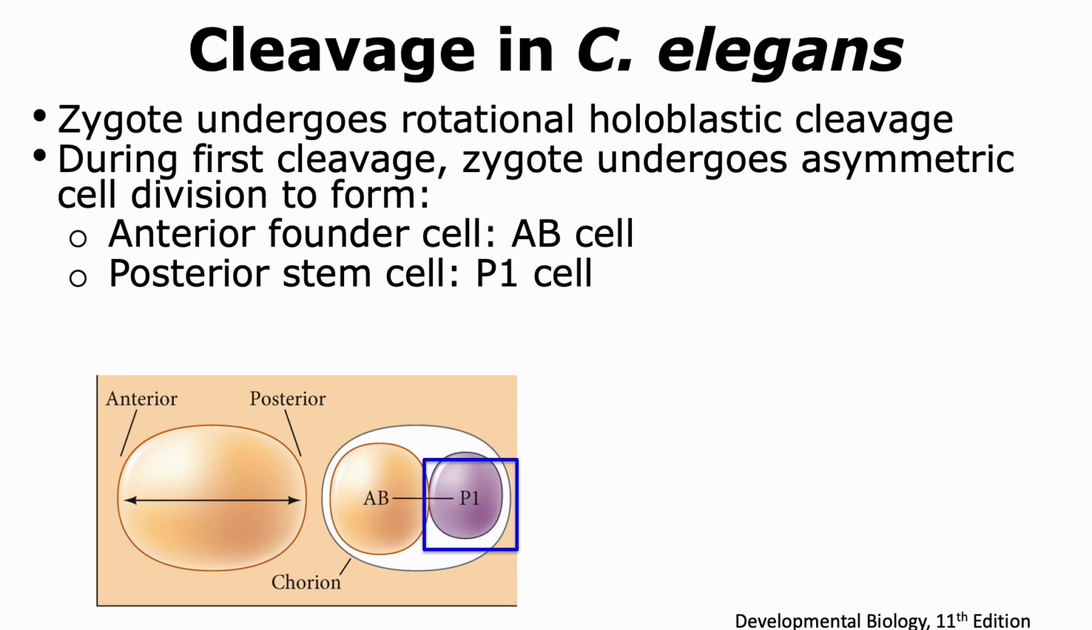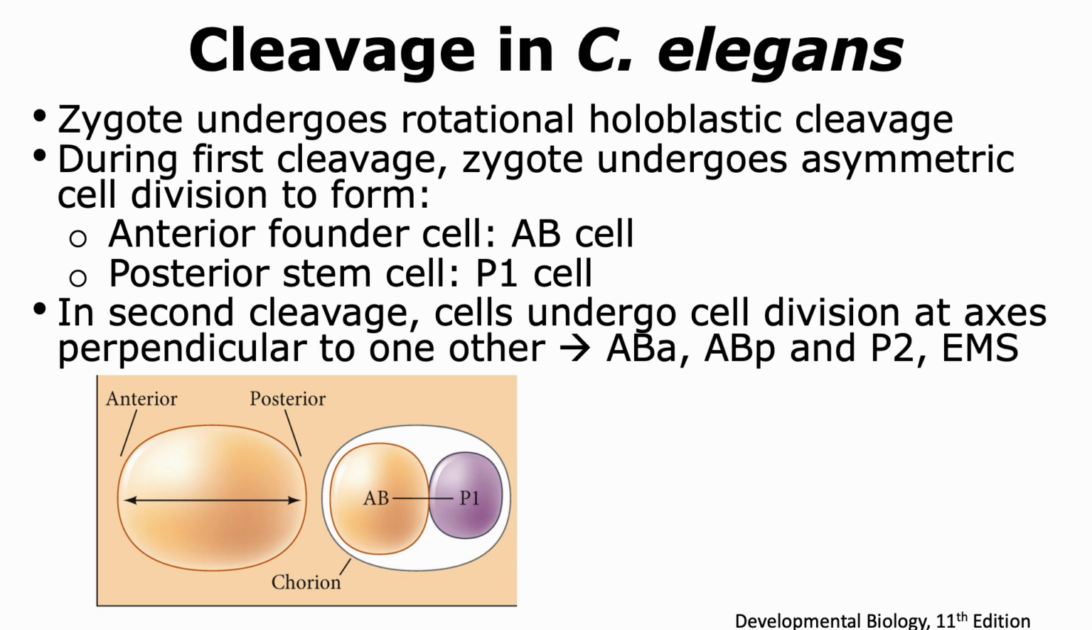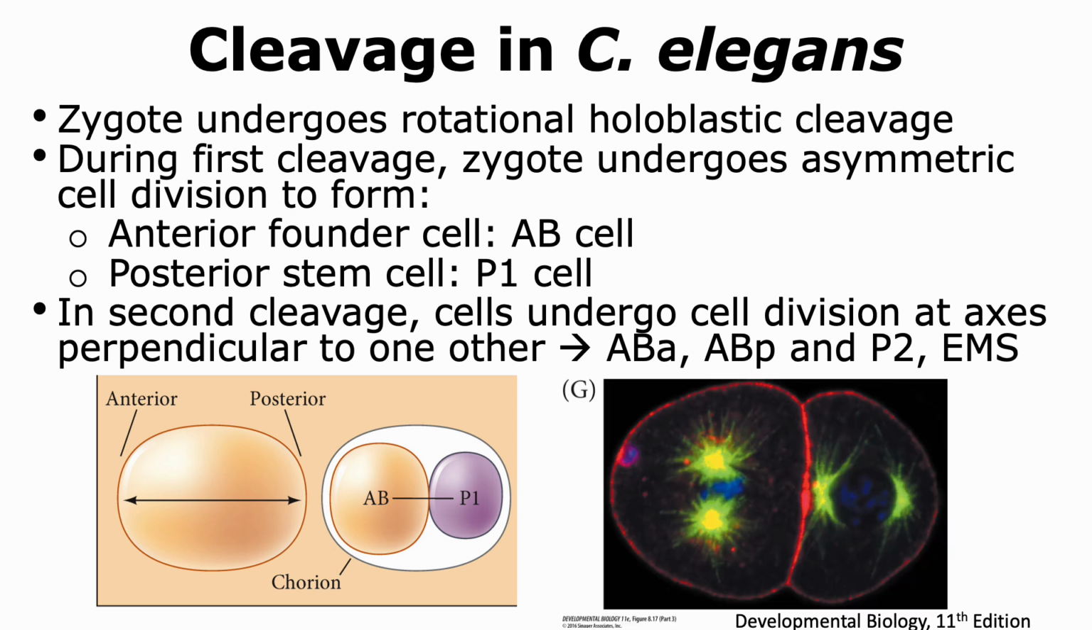Now to understand rotational holoblastic cleavage, we're going to see what happens during the second cleavage. During the second cleavage step, the AB cell and the P1 cell will undergo cell division at axes that are perpendicular to each other. To see this visually, here we have a picture where we have both cells. The AB cell is present on the left side and the P1 cell is present on the right side. Both cells are undergoing cell division, but look at the location of the mitotic spindle.